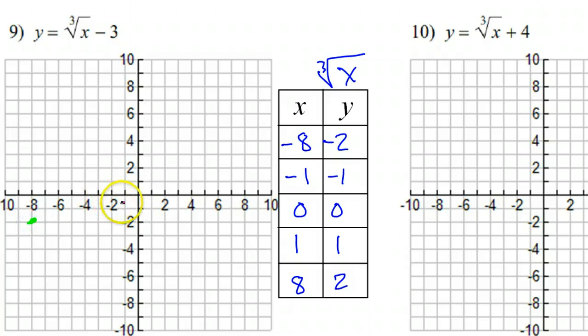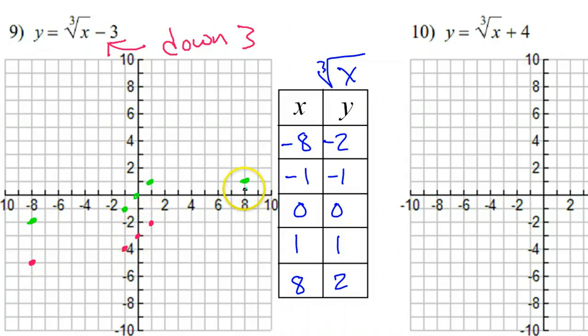-8, -2; -1, -1; 0, 0; 1, 1; 8, 2. Call that the skeleton. Now, this tells us to go down 3. So I will move everything down 3, like this.